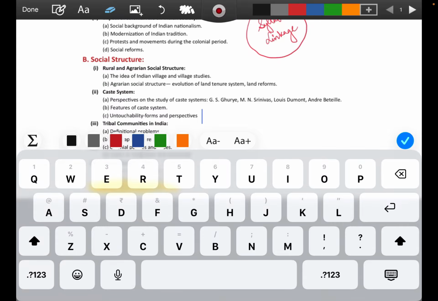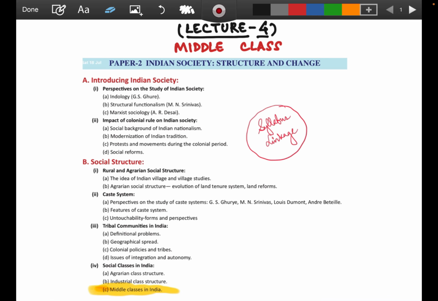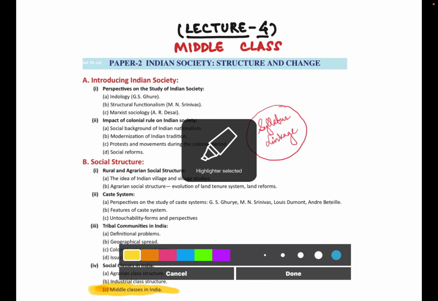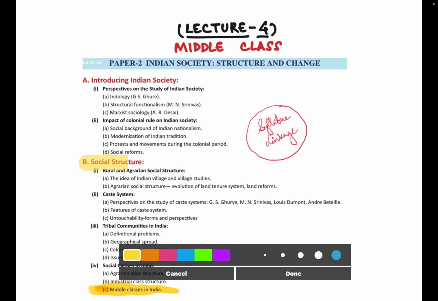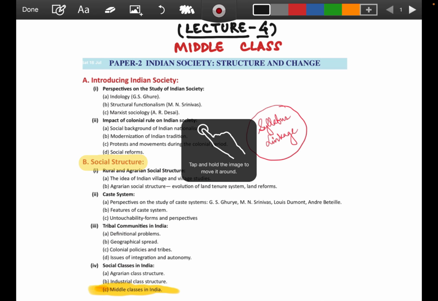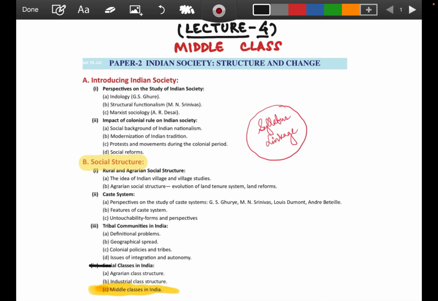I'll highlight it and show it to you. Just a moment. Here in social structure, there are rural and agrarian social structure, caste system, tribal communities, all these. And here, social classes in India, right? In social classes in India, the middle classes in India is mentioned in the topic. So this is the syllabus linkage of where the middle class topic actually lies, just to show you.